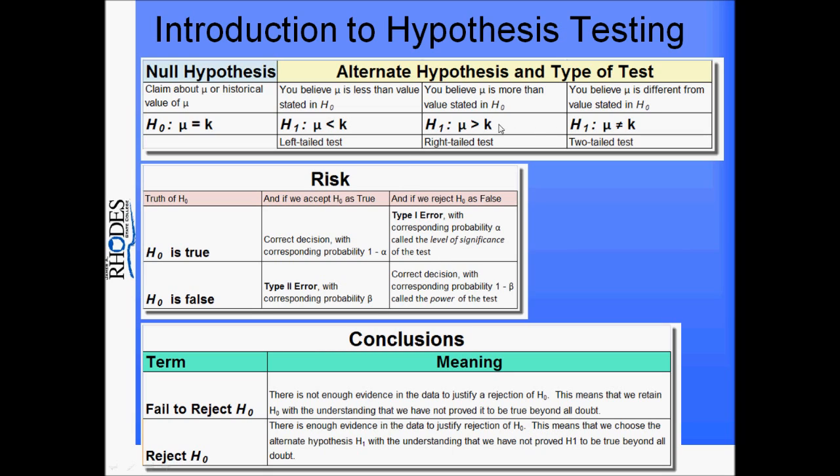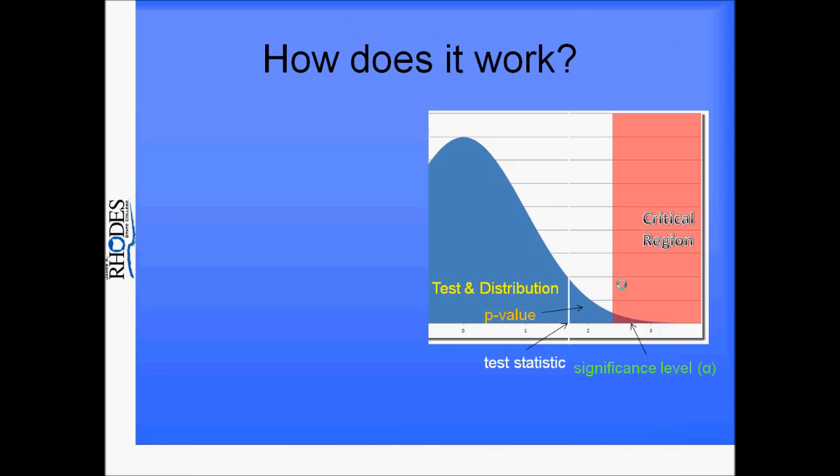That's one of these three, depending on what it is for each test. So one of those H sub 1s, or the alternative hypothesis, we choose that with the understanding that we have not proved it to be true beyond all doubt, but we think that there is evidence to suggest that the alternative is possibly correct. Okay, so just some basic things to understand when we talk about hypothesis testing.